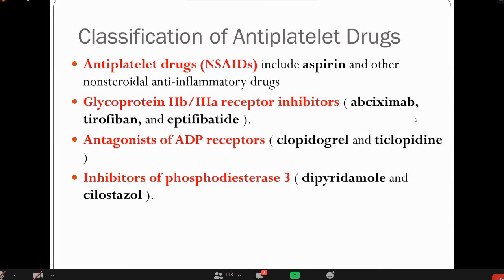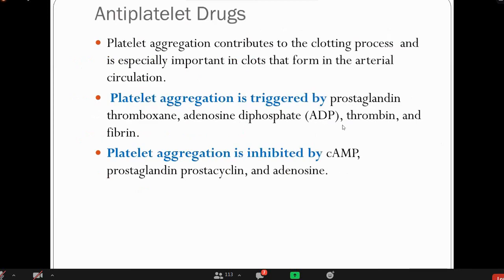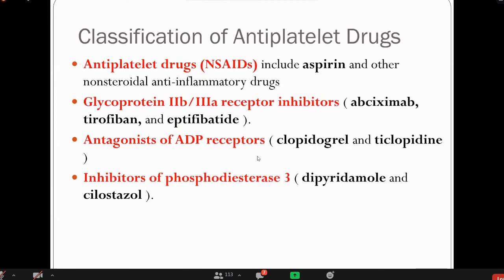Okay, the second group: glycoprotein 2b3a receptor antagonists, because this is one of the protein complexes that promote platelet aggregation. Abciximab, tirofiban, and eptifibatide. These are examples of drugs that inhibit the glycoprotein 2b3a receptors, which are located on platelets. Antagonists of the ADP receptor: already we have discussed in the previous slide that ADP is responsible for promoting platelet aggregation, one of the mechanisms. So clopidogrel and ticlopidine inhibit the ADP receptor activity, and so prevent platelet aggregation.